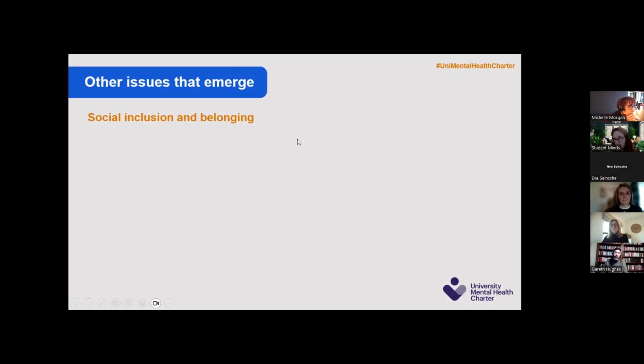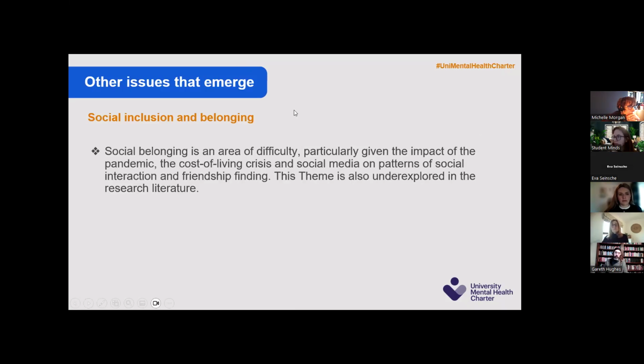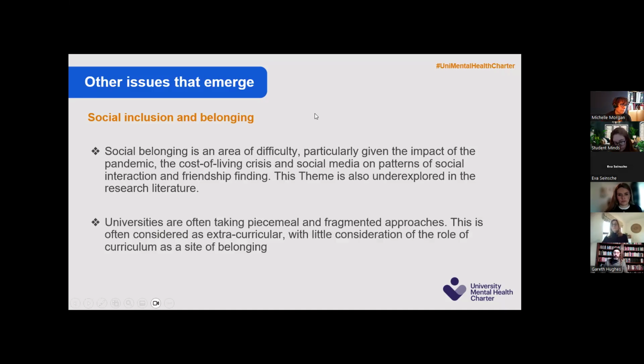Social inclusion and belonging, we're going to talk about more later on today. It's clearly an area of difficulty. We can see that it's been impacted by the pandemic, by the cost of living crisis, by social media, that the ways in which friend finding and social interactions happen on campus particularly have changed, and that's causing some problems in terms of students' sense of belonging. We're seeing loneliness increasing. It's really underexplored in the research literature. There's a lot we don't understand here. So we're going to come back and talk about that a little bit more today.